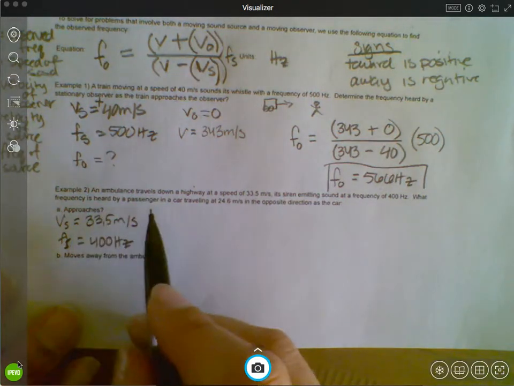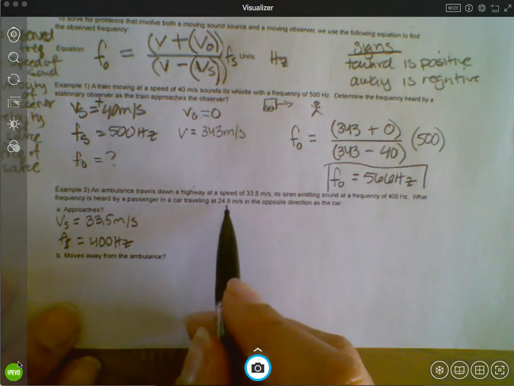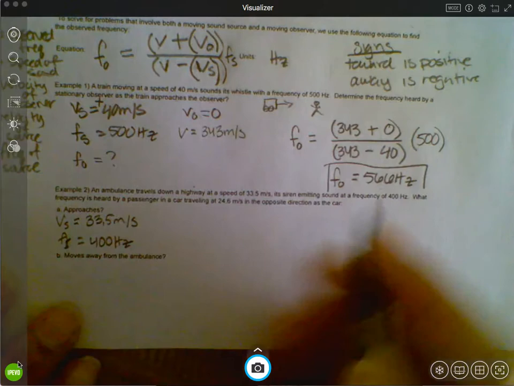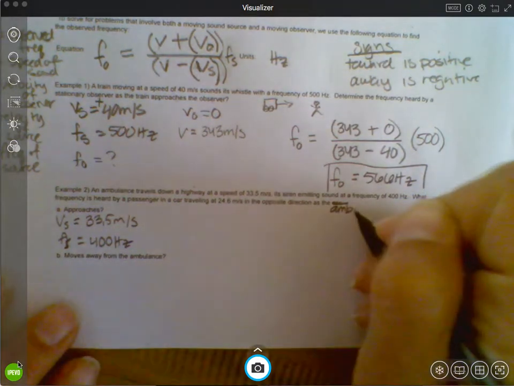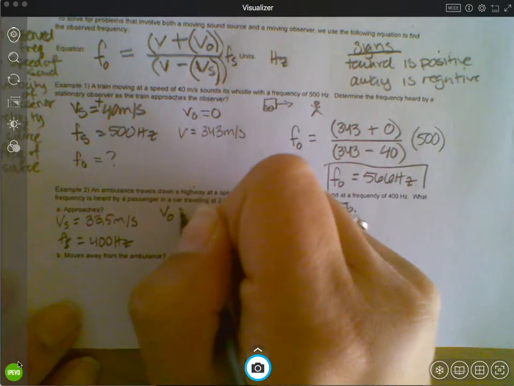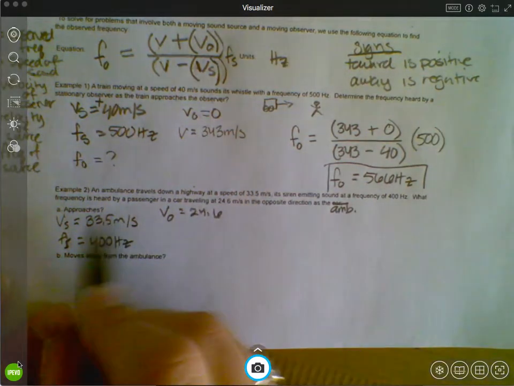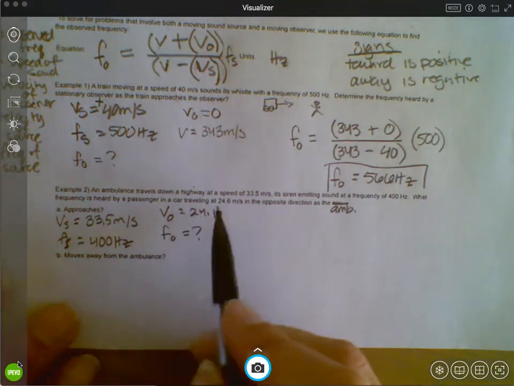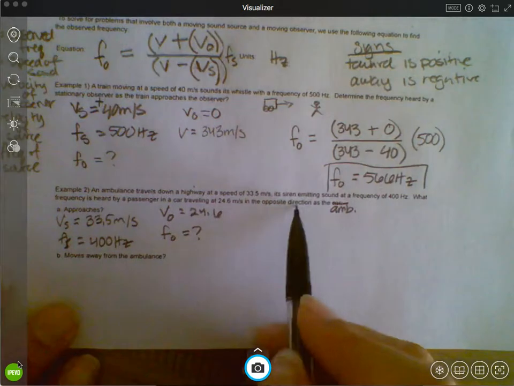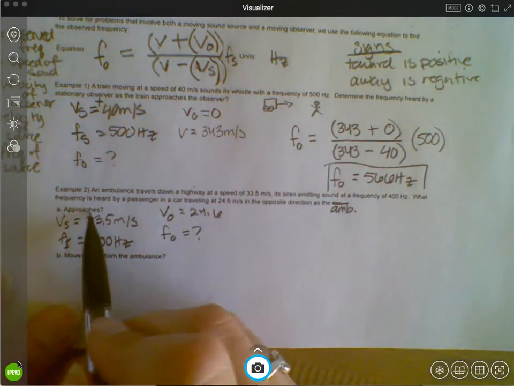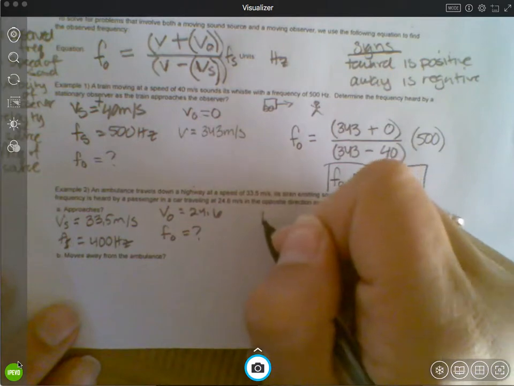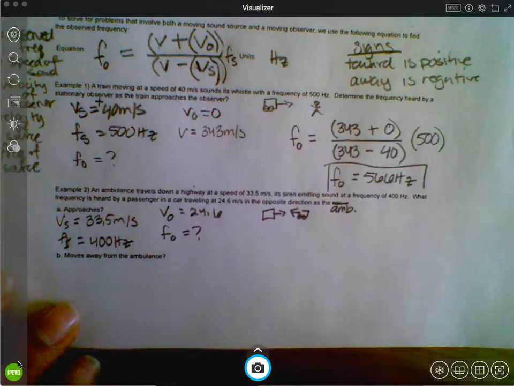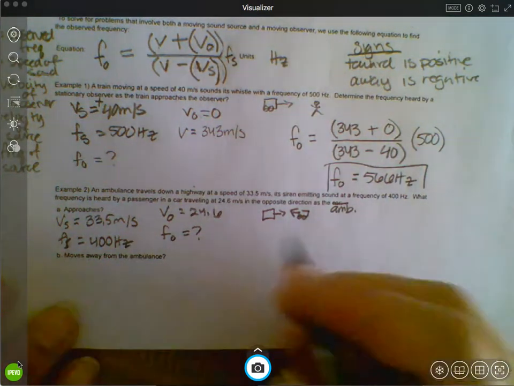What frequency is heard by a passenger in a car traveling at 24.6 meters per second in the opposite direction as the ambulance? So the velocity of the observer is 24.6. They're asking what frequency is heard, that's the observed frequency, by a person traveling in a car going this speed in the opposite direction of the ambulance. Now, in this case, they're saying it approaches. So here's the ambulance going this way, and then here's the car approaching it. So they're both going toward each other.